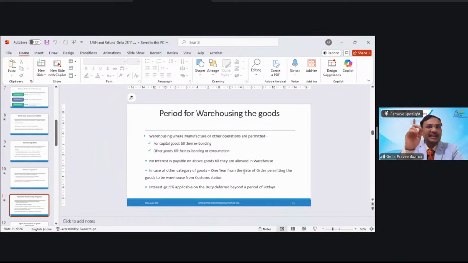Please keep in mind, students, the maximum tenure is 1 year. But because there is a loss of revenue, the government doesn't want to wait till 1 year, so they say 90 days is the time within which you can store. Beyond that, the clock of interest starts ticking.